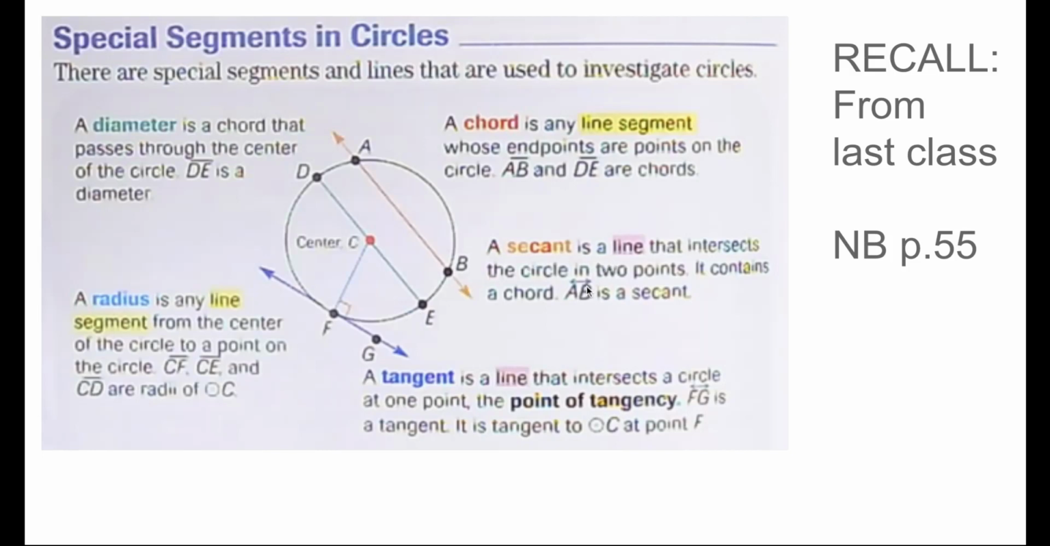Secant, though, is a line. So when we put the letters for a secant, we put little tiny arrowheads at the tips of them. And remember that when we name a circle, we usually use the capital letter that's the center, and we draw a circle with a little dot right in front of it to indicate we're naming a circle.